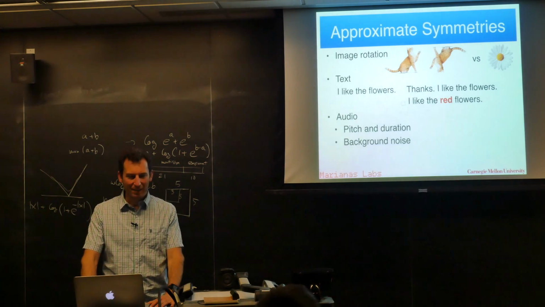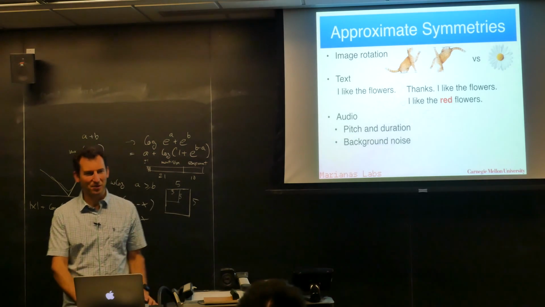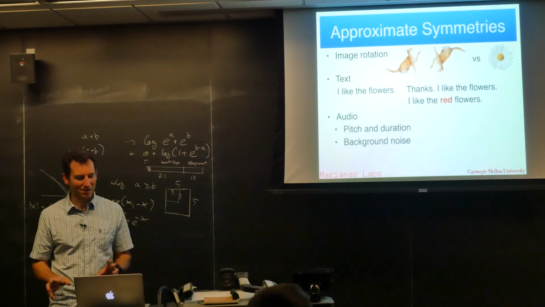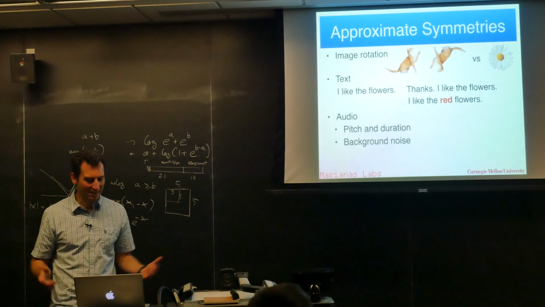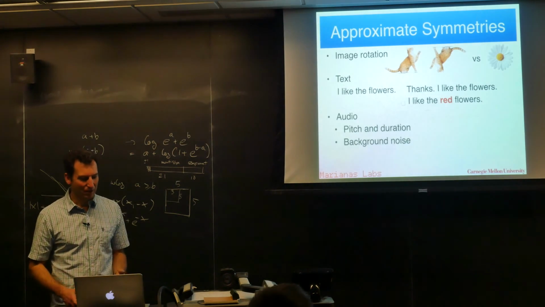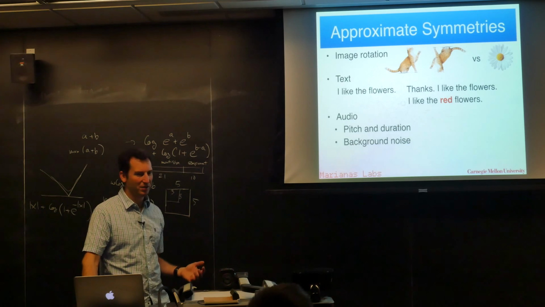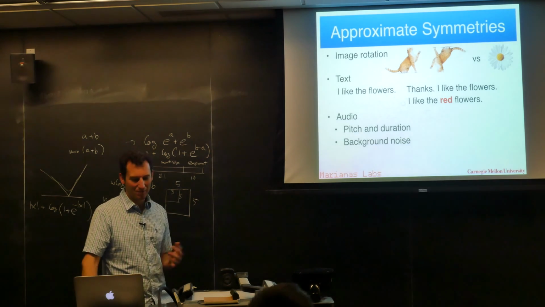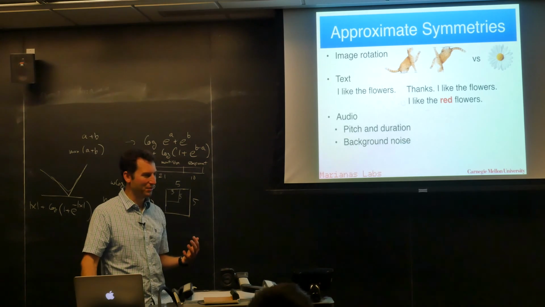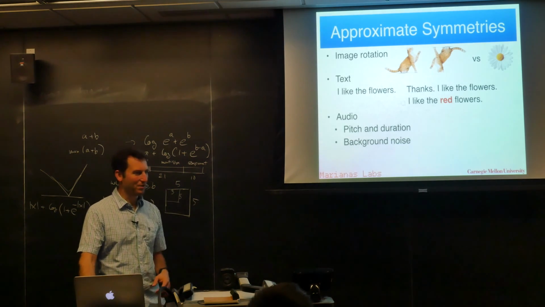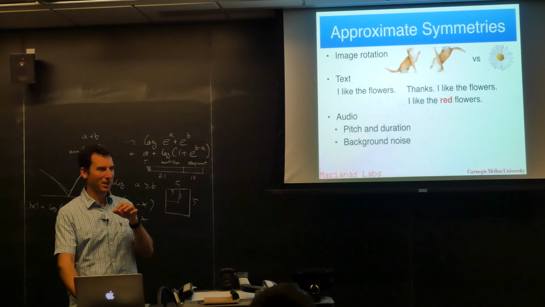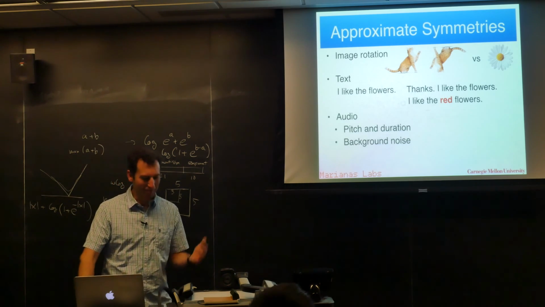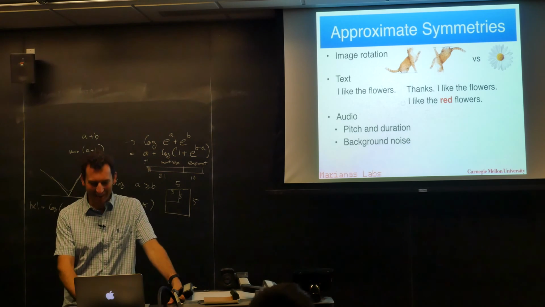With text, you have some approximate symmetries in the sense that you can insert or remove a few words, and then it's still okay. With audio, well, background noise doesn't necessarily change what I'm going to say. It might just make it a lot less intelligible. And if I was to inhale helium and sound like Mickey Mouse, it would sound weird, but it would still be machine learning.